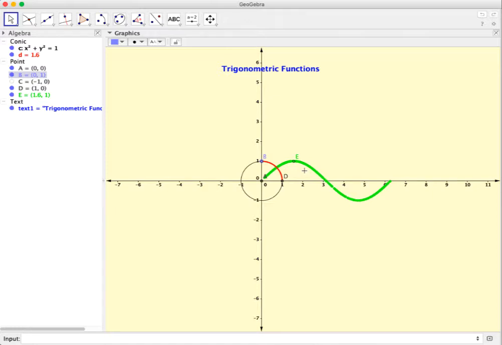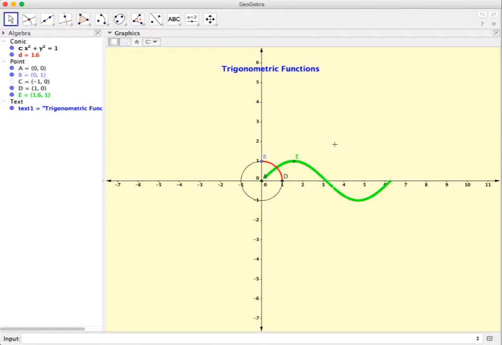trigonometric function sine. So why is that so? Take a good look at the coordinates of the point E. It's nothing but, by the definition, the sine function, isn't it? Y coordinate of B is being plotted against the arc angle, and that's what we are looking forward to.